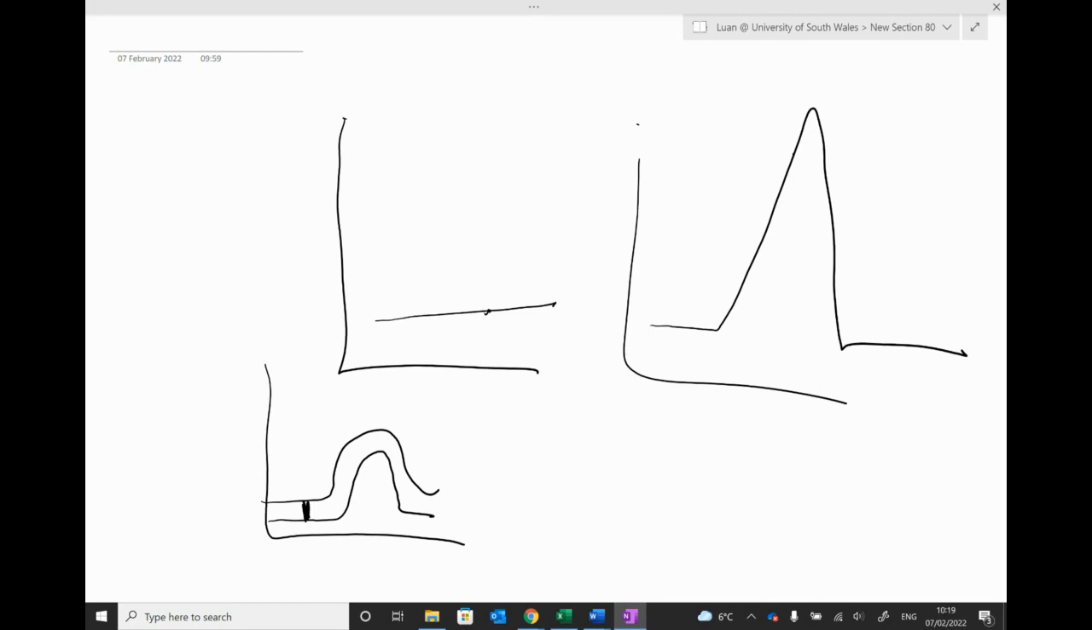Let me see if there's anything else I wanted to. No, so that's the notes I made on some of the files I was getting submitted.